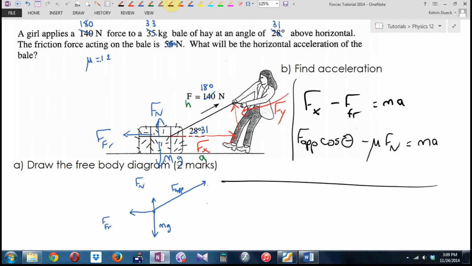So everything up cancels out everything down. So can you write me a vertical force equation? Everything up equals everything down. What force or forces are down? What force or forces are up?